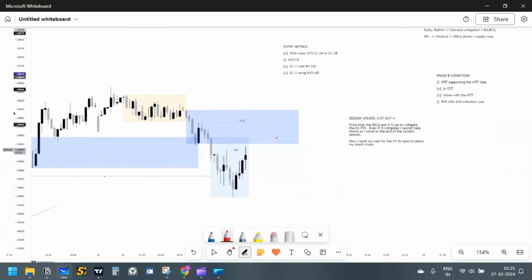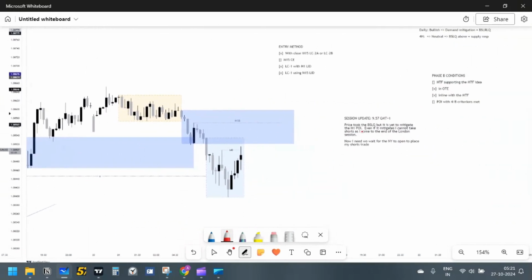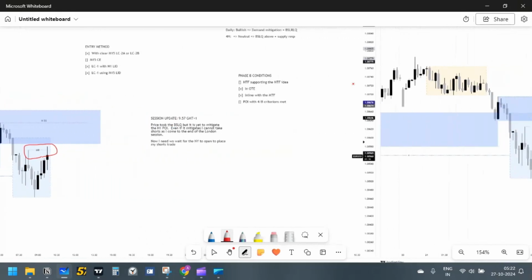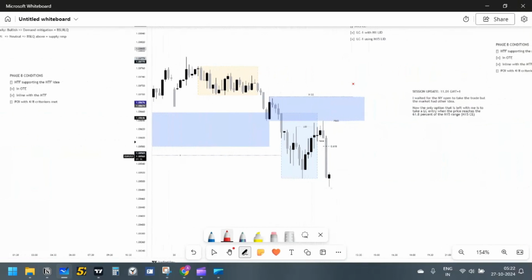At 957, price took the buy side liquidity, but it took the lid, but I can't take the trade because it did not tap into the POI, as well as the London session is about to end. So I'm not interested in taking any trades. Rather, I'll wait for the price to mitigate the POI as well as the New York session to open.